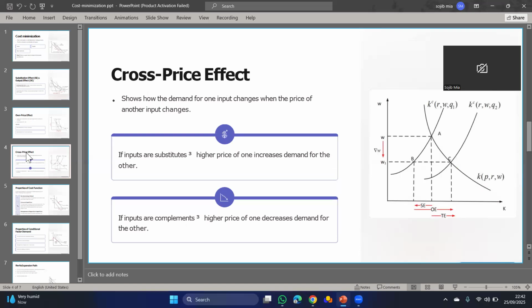Cross price effect. The cross price effect shows how the demand for one input changes when the price of another input changes. If inputs are substitutes, a higher price of one increases demand for the other. If inputs are complements, a higher price of one decreases demand for the other. For example, if flour and sugar are complements in baking, when sugar's price rises sharply, the bakery may use less flour as well, since both are needed together.